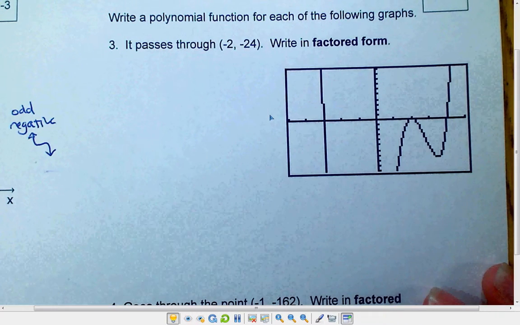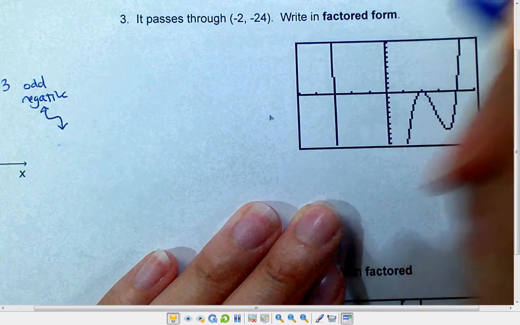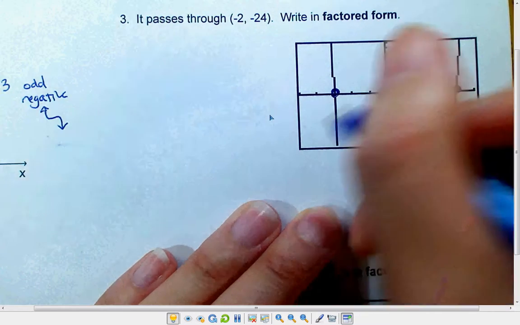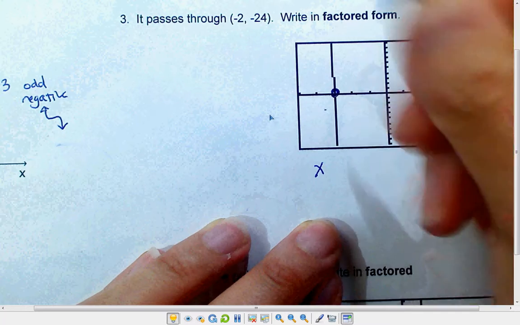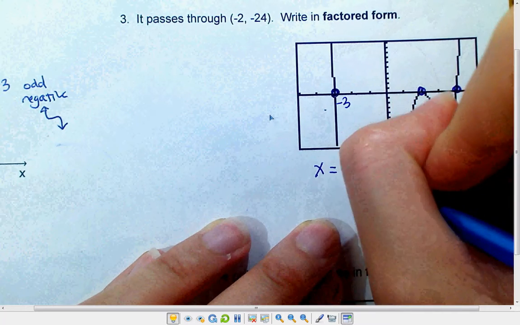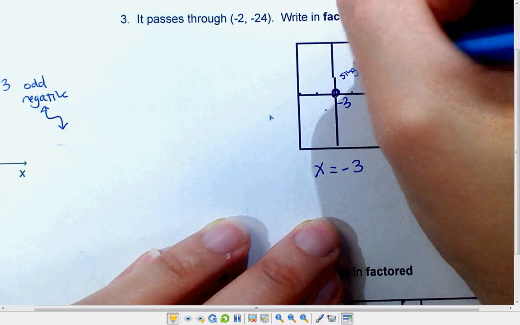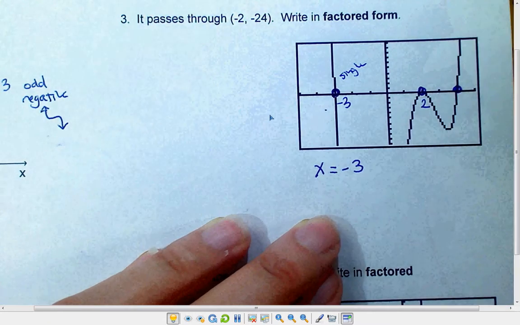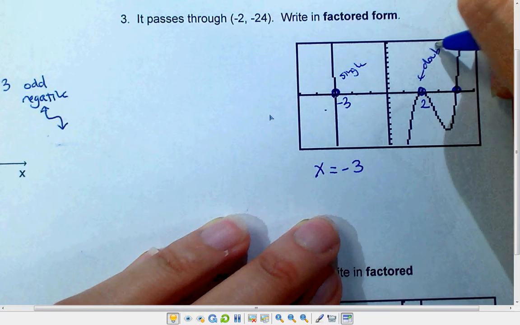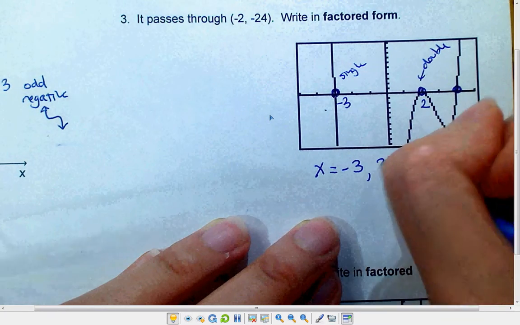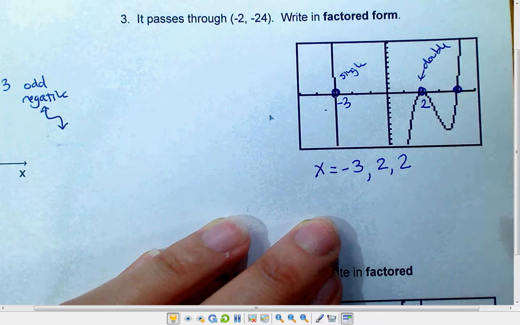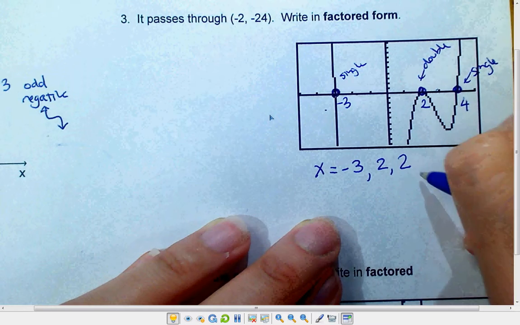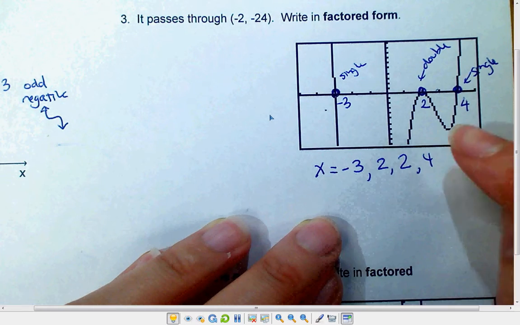What we need to do here is identify our roots from this sketch. So here are my roots. My first root is at -3. This is a single root because it goes straight through. This root is at 2, but what type of root is this? It bounces off, so this is a double. So when I write it down, I should have 2 roots of 2, and then I have another single root at 4, because it goes straight through.